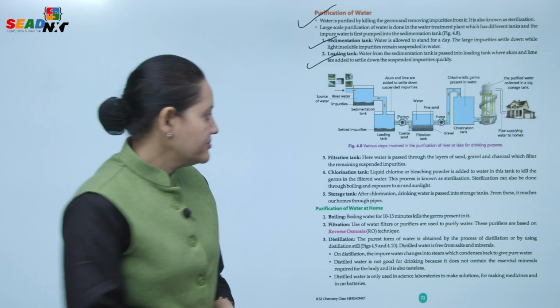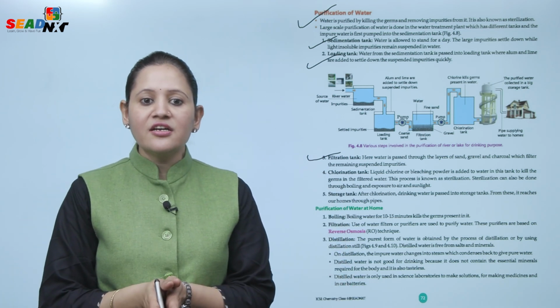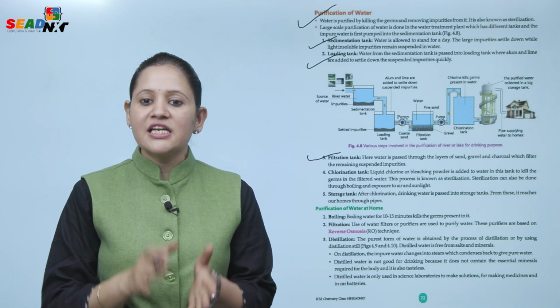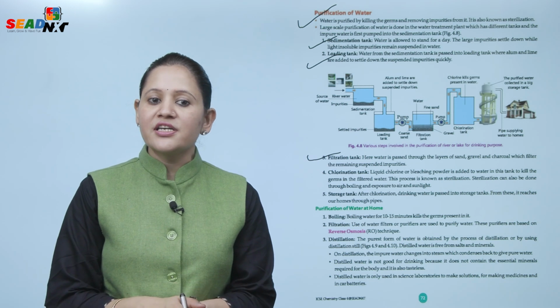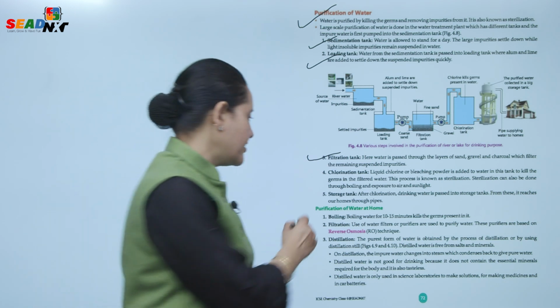Next, filtration tank. In filtration tank, the water is passed through the layer of sand, gravel and charcoal, which filter the remaining suspended impurities. Next, chlorination tank.